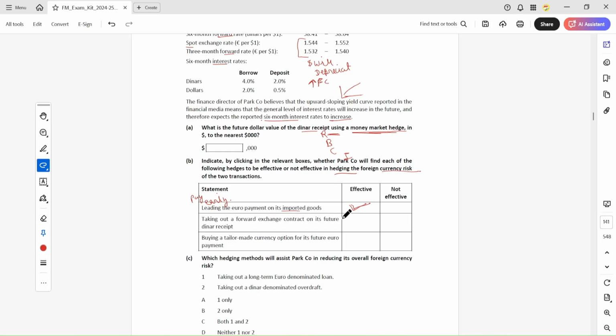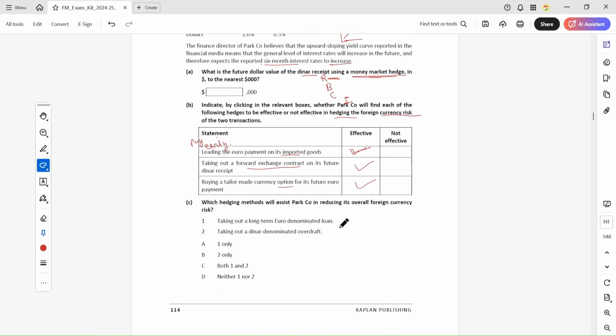Taking out a forward exchange contract on its future dinar receipt: a forward exchange contract is a way to hedge risk, so yes, this is also correct. Buying a tailor-made currency option for its euro payment: yes, an option is another way of hedging the risk.